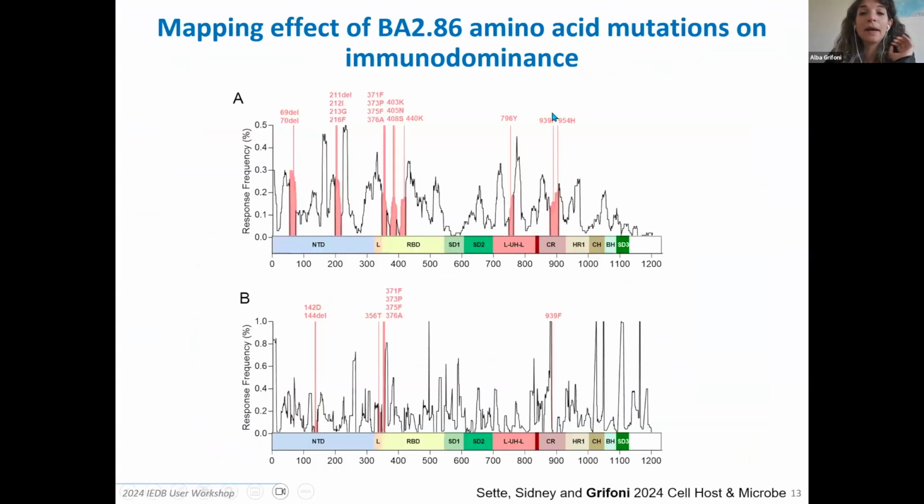So what happens now if we look at BA.2.86? This is essentially a graph representing data that have been extracted from the IEDB. And so as you can see, once again, the majority of the mutations pertain to the RBD domain. Some mutations hit some immunogenic spots in the NTD domain and S2 domain, but there are a lot of good regions that are recognized by the immune system that are completely untouched by SARS-CoV-2 variant mutations.